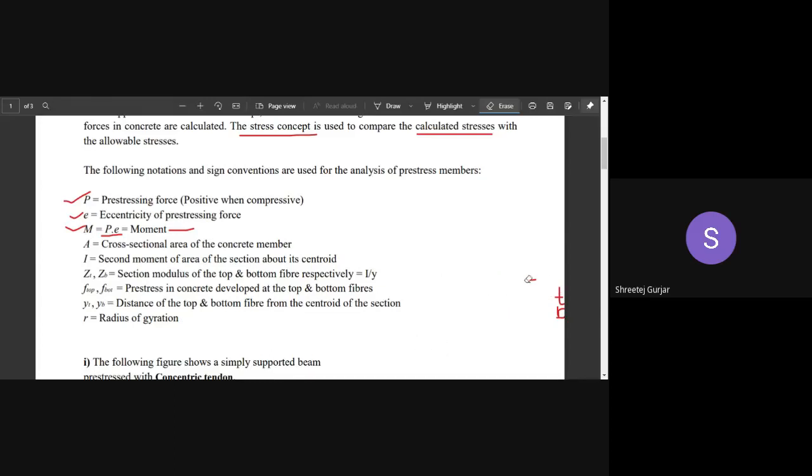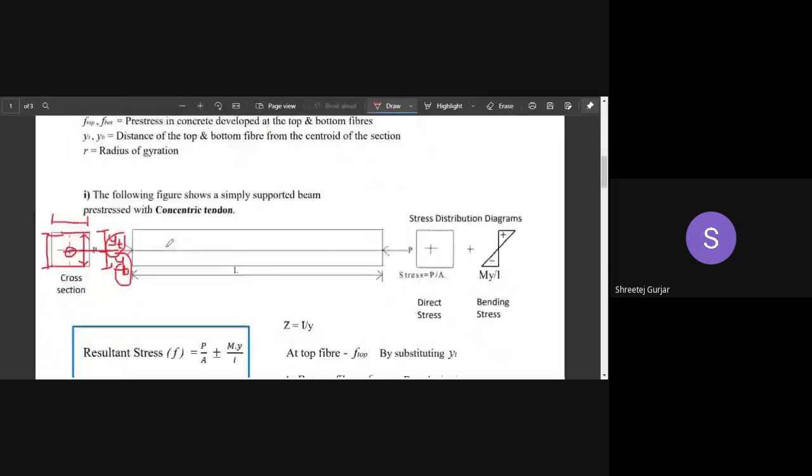And one more thing. Compressive force is considered positive, and tensile forces are considered to be negative. Whenever there is a compressive force generated in your beam, it will be considered as positive, and if it is developing tensile force in your concrete, it is termed to be negative. Okay, so remember this. So moving on to your next part.